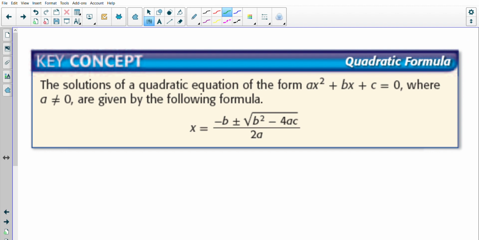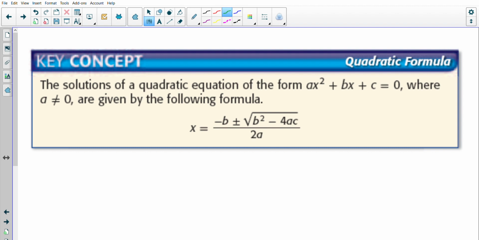So the quadratic formula gives the solutions to the quadratic equation of the form ax squared plus bx plus c equals 0, when a is not equal to 0. And the quadratic formula would be x is equal to negative b plus or minus the square root of b squared minus 4ac, all over 2a.